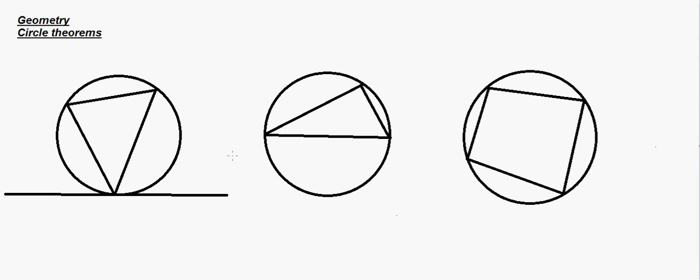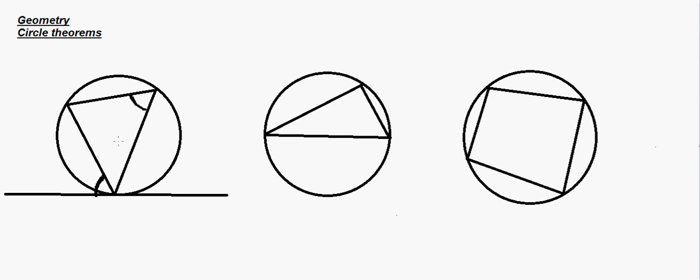If we have a triangle and all three vertices, where a vertex is the point of the shape, all three vertices are touching the circle, and it's also touching a line that's at a tangent to the circle. Now this angle here will always be equal to the angle furthest away.